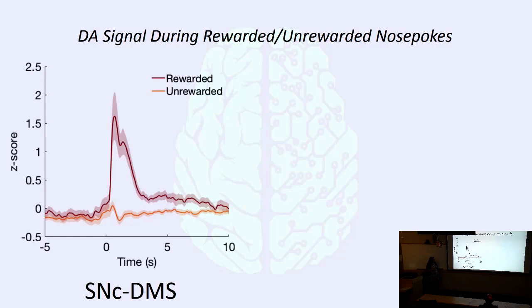So what we see right away is that when we have this rewarded nose poke, we see this nice response from these DMS projecting neurons. However, when we have an unrewarded nose poke, we don't see that same response. So it appears that these neurons are able to delineate when there is a reward present or when they've earned a reward and when they haven't.